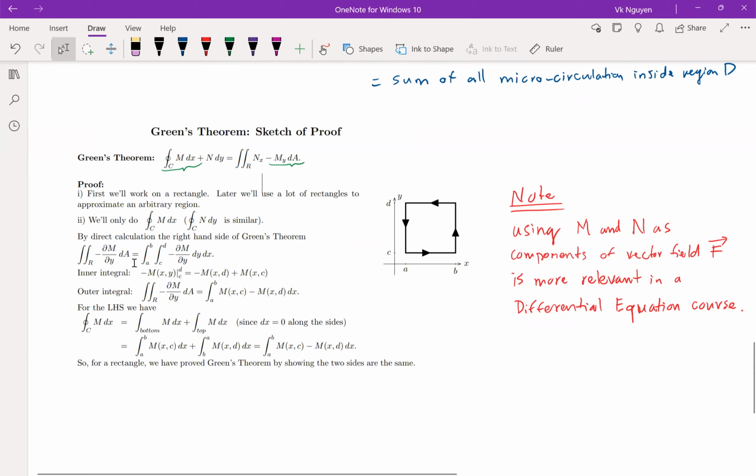So if you do M dx, focus on the left hand side here. Look at the curve. This is a rectangle, right? So you have bottom, top, and then the two sides. We don't sum the two vertical sides because the dx is zero. So it's just the bottom and the top.